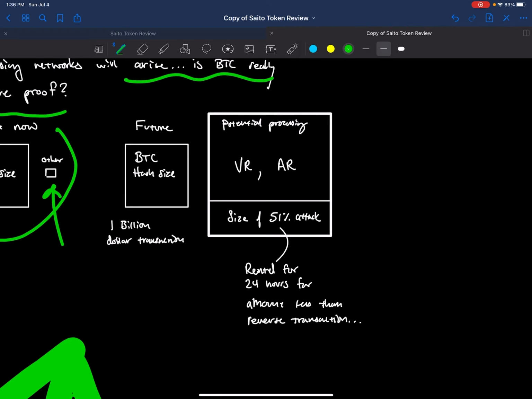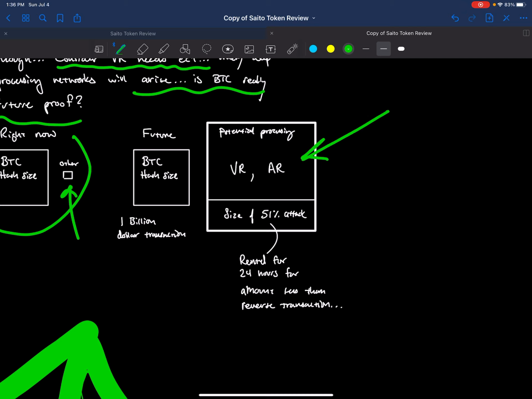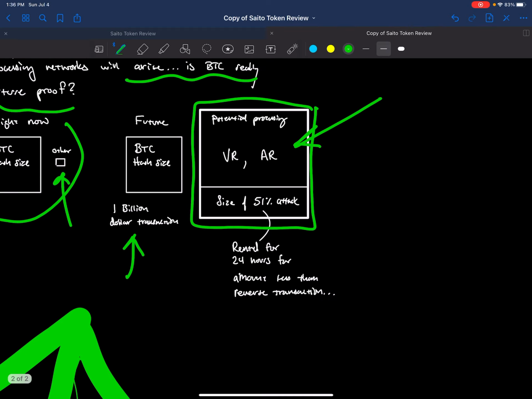But in the future, we might have a huge VR, AR market. And this is just an example, guys. This may not come to fruition, but I'm trying to come up with an idea of the risks associated with Bitcoin. So let's say this is the size of the hash networks outside of Bitcoin. And let's say you want to reverse a $1 billion transaction on Bitcoin. Well, you could rent some portion of this VR, AR availability processing network.